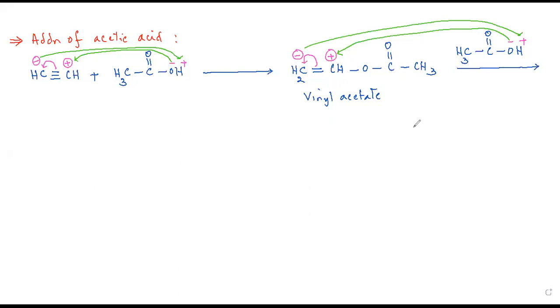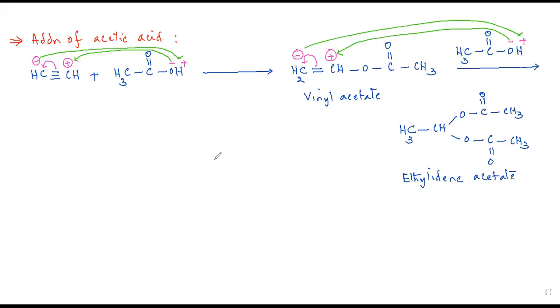Now we get CH3, then this CH, see, this is called ethylidene acetate. Okay, a gem kind of compound, geminal. Like we say ethylidene chloride, this is ethylidene acetate.